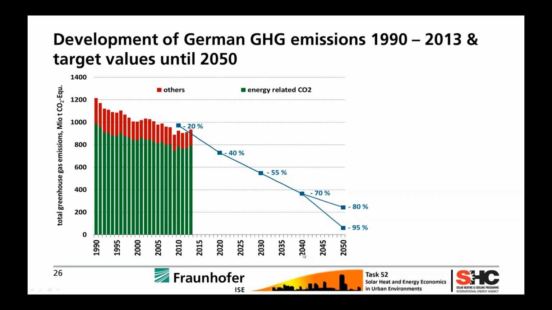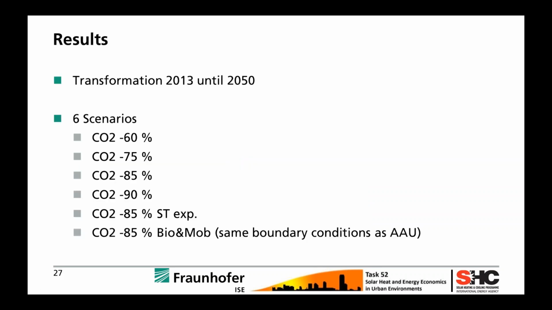And what I will show you are different scenarios for the years 2030 and 2050, and what will be the impact on solar thermal. So we have looked at 6 scenarios. The first one is saying, okay, we have the goal to reduce it by 60%, which is not sufficient regarding climate change. And then you see increases to 75, to 85, and to 90%.